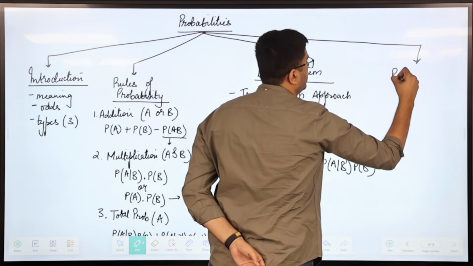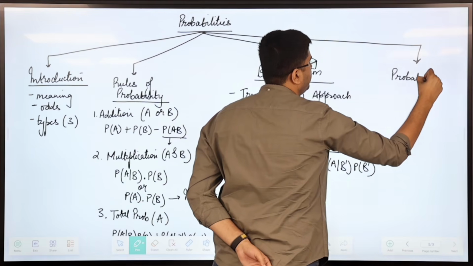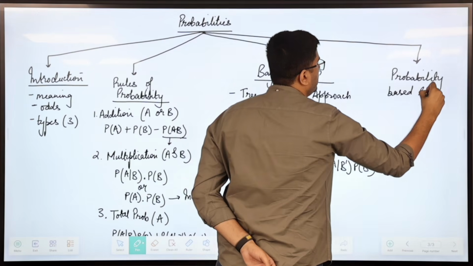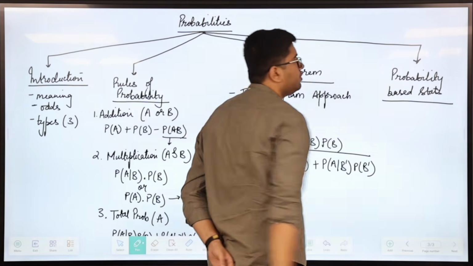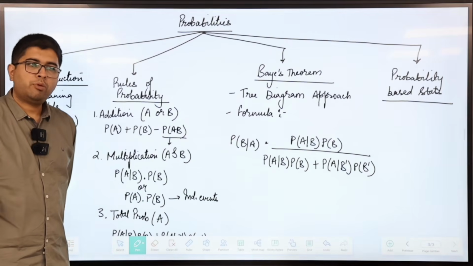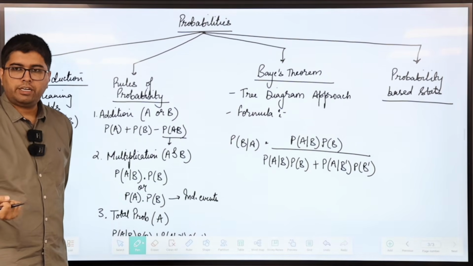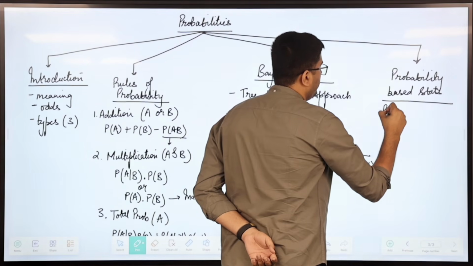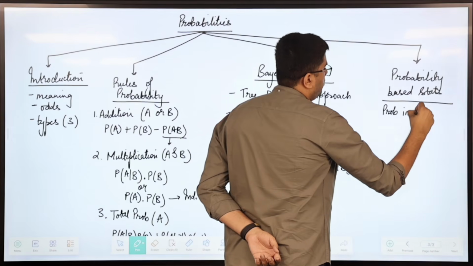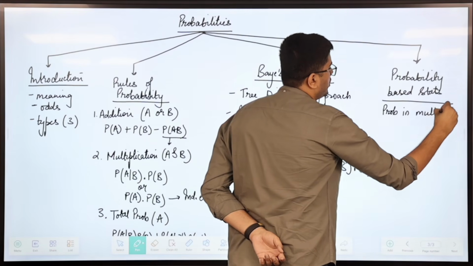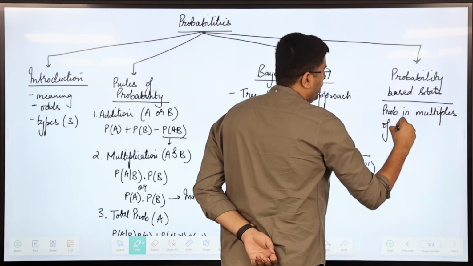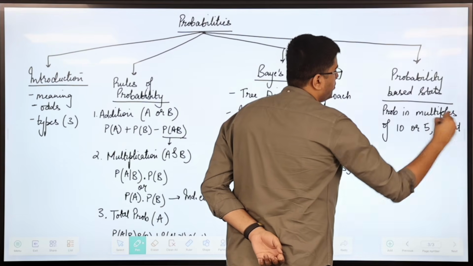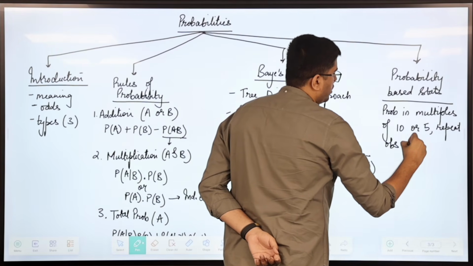Lastly, we had an extra discussion of probability based statistics. So this is where we covered a small shortcut so that we can solve all probability based questions also to calculate mean, standard deviation, covariance using the calculator. The shortcut was, if probability in multiples of 10 or 5, repeat observations accordingly.